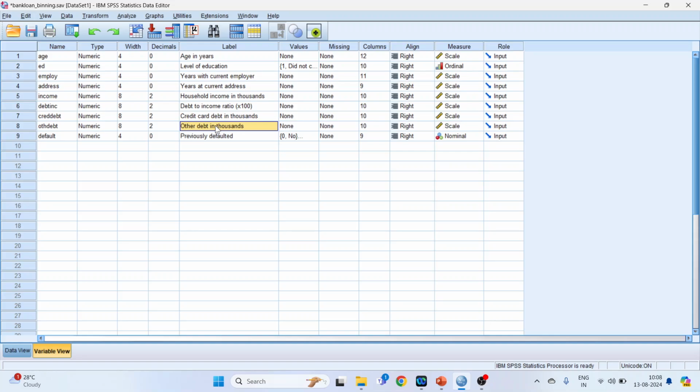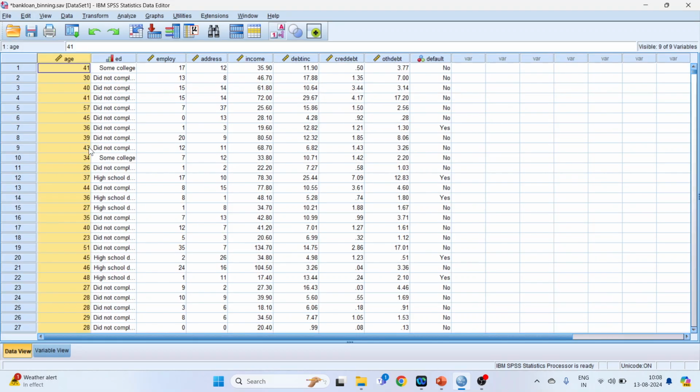Now we want to see that based on the target variable, that is whether the customer previously defaulted or not, is there any significant difference in the profile of the customer according to the age in years? That is, is age significantly different in those customers who defaulted and those who did not default? So we want to create the bins. At present, age is continuous.